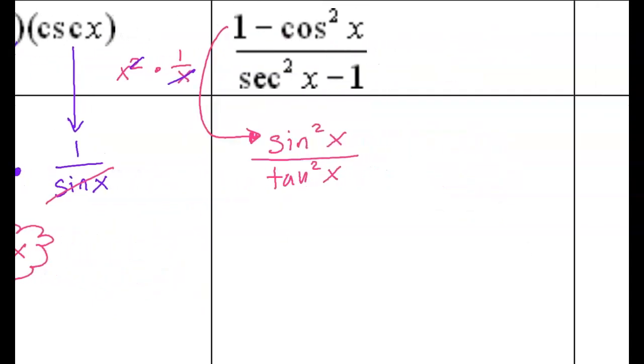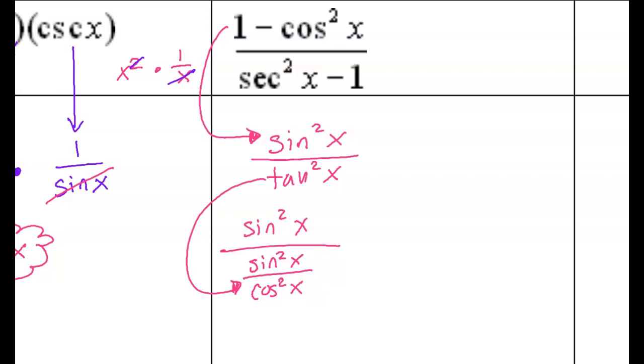Whenever I have a tangent, a solid move to make is to write it in terms of sine and cosine. Tangent is always sine over cosine. So this can be rewritten as sine squared of x over sine squared of x over cosine squared of x. Tangent is replaced with sine squared of x over cosine squared of x. So now this is a fraction with a fraction in the denominator. To simplify this, we take the numerator and multiply it by the reciprocal of the denominator.